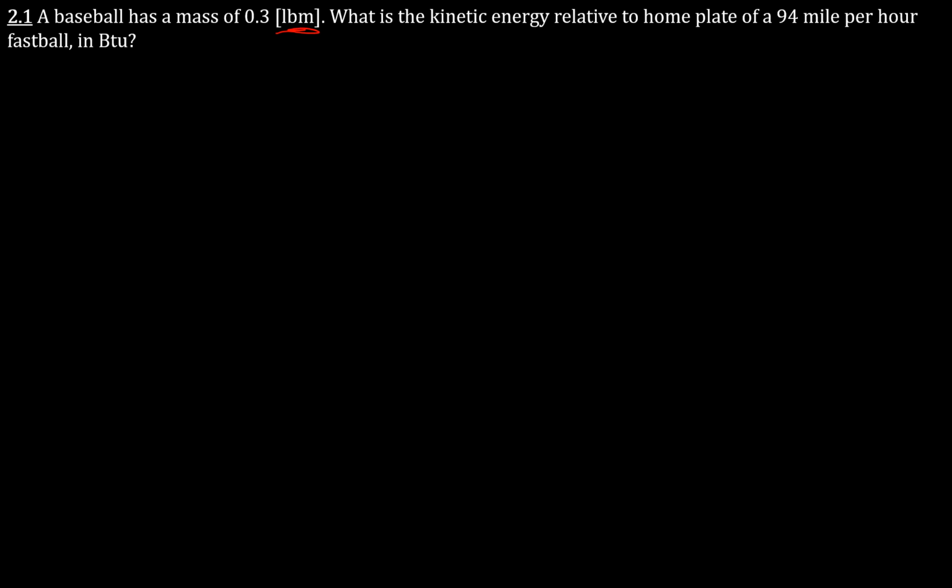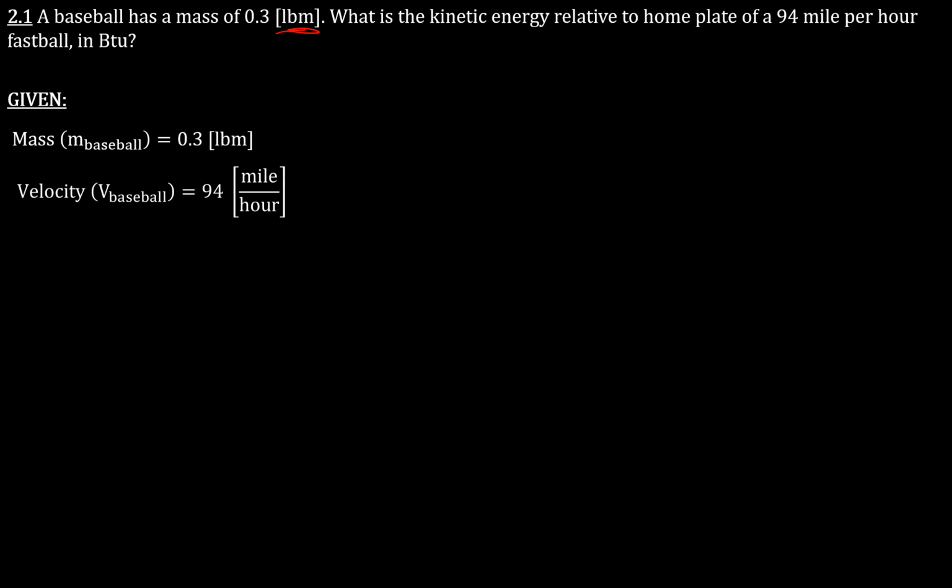So here we are asked, what is the kinetic energy relative to home plate of a 94 mile per hour fastball in units of BTU? So we want to find the kinetic energy in BTU units. So here we are given a mass of baseball of 0.3 pound mass and a velocity of 94 mile per hour.